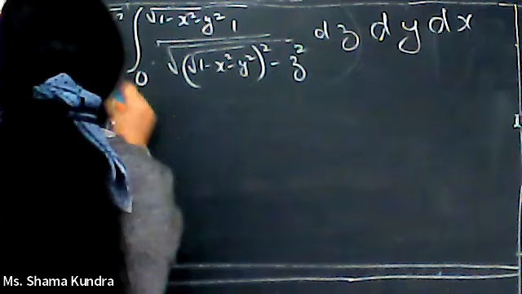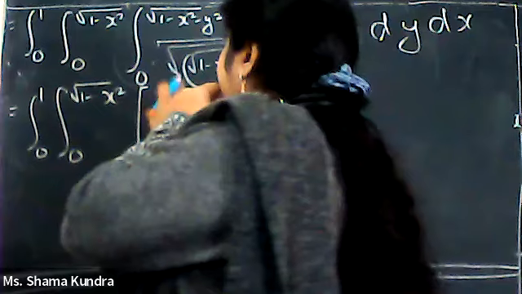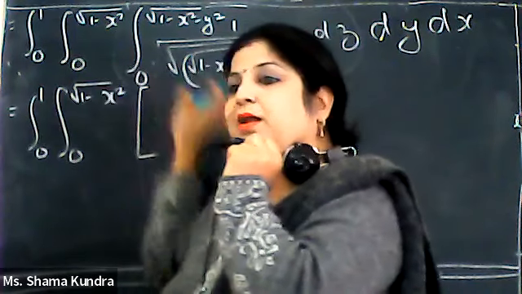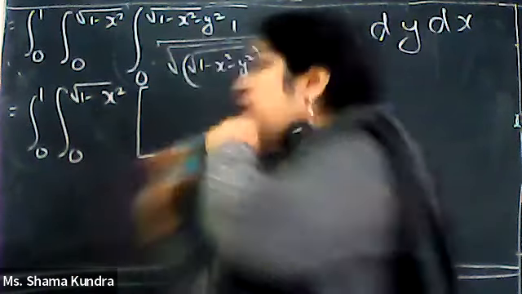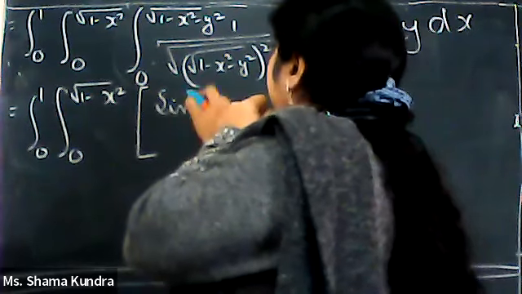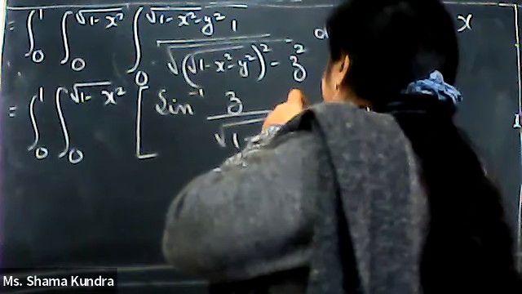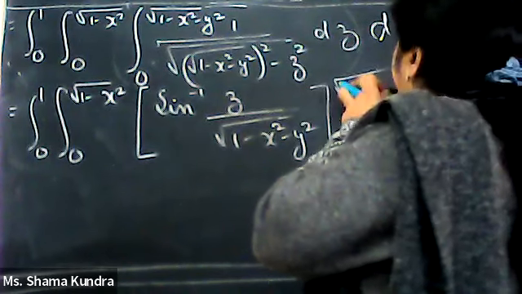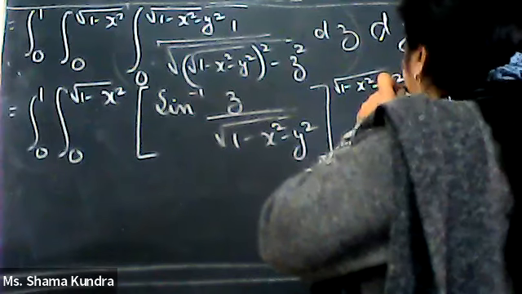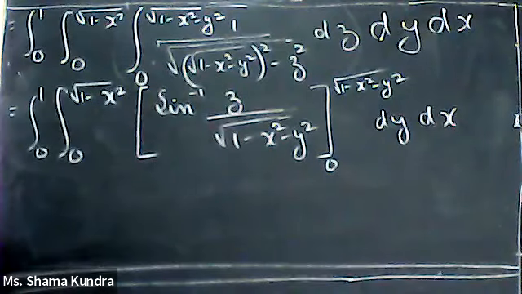0 to 1, 0 to 1 minus x square. And when we integrate it, the limits of the integral come to the right hand side, similarly as we do in 12th standard. What I will get is sine inverse y upon a. Here a is under root of 1 minus x square minus y square, with limits from 0 till under root of 1 minus x square minus y square, dy and dx. I know it is clear to all of you.